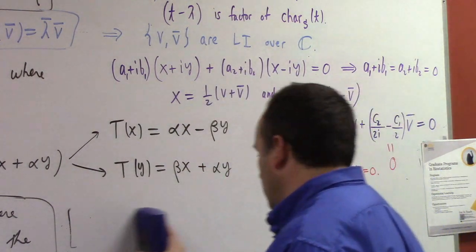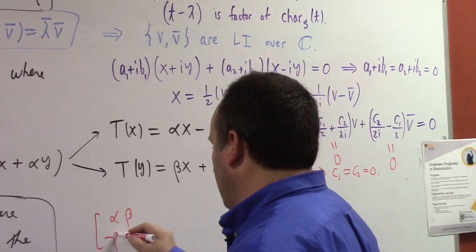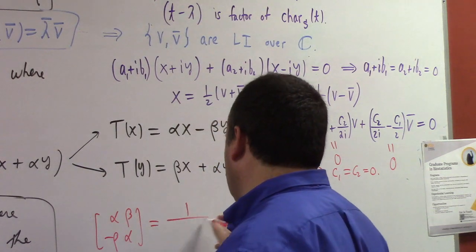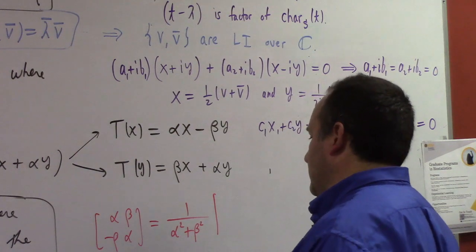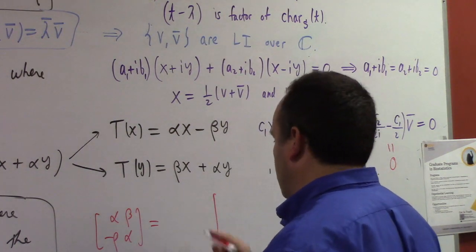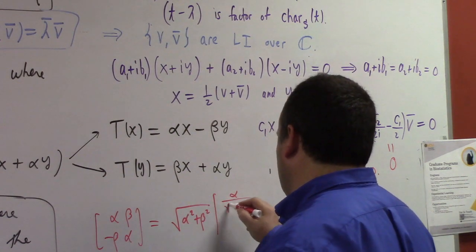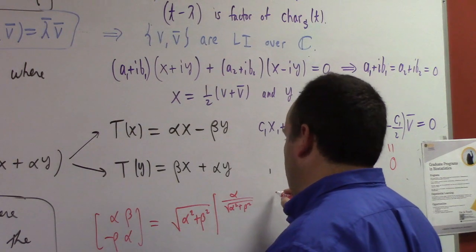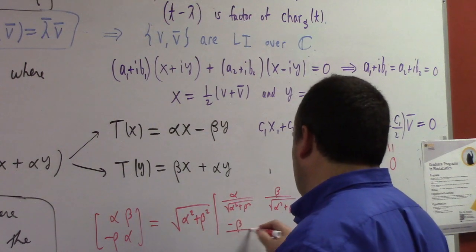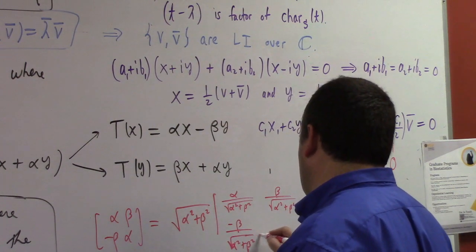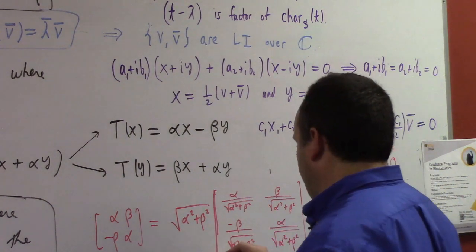See, if we look at alpha, beta, minus beta, alpha, we can rewrite that as the square root of alpha squared plus beta squared times the matrix with entries alpha over the square root, beta over the square root, minus beta over the square root, alpha over the square root. All right.